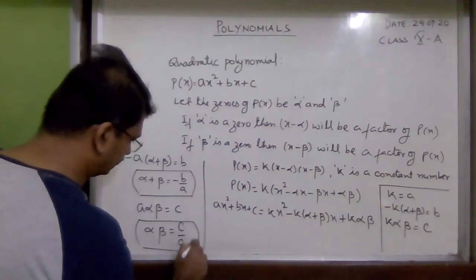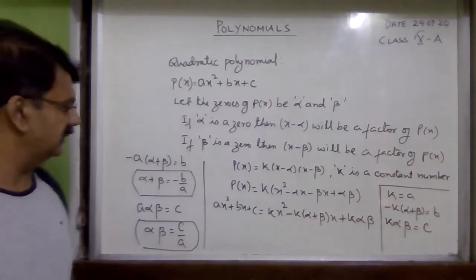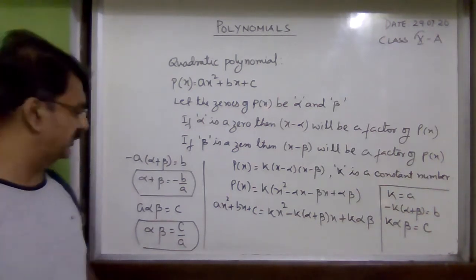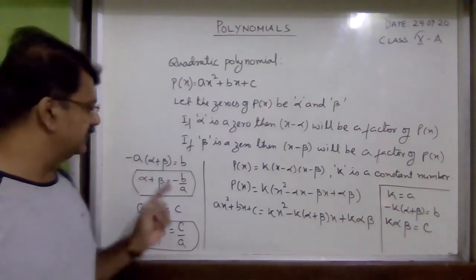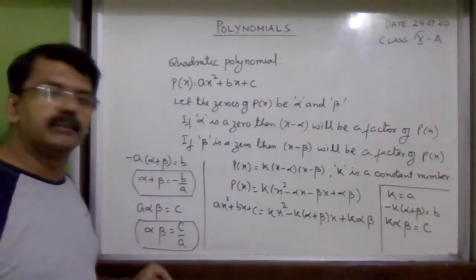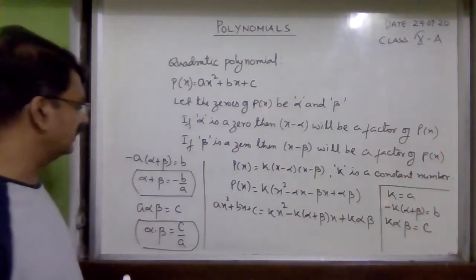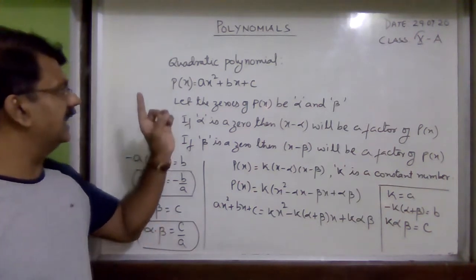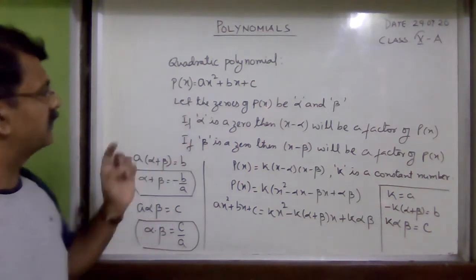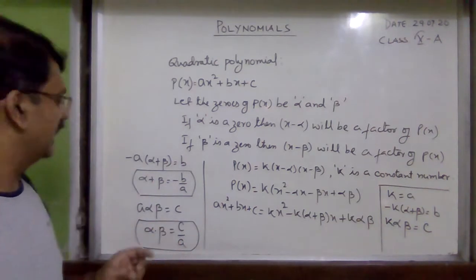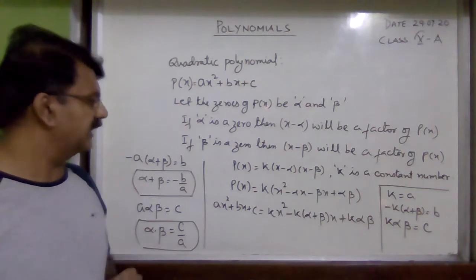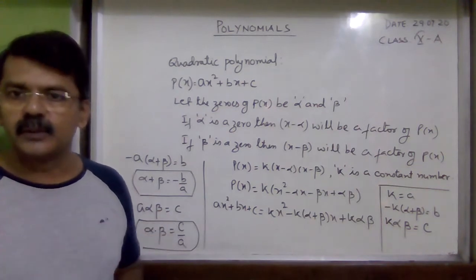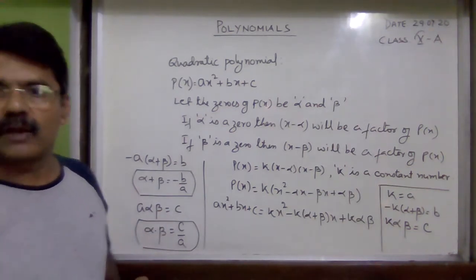So we have got two relations between the zeros of a quadratic polynomial and its coefficients. Alpha plus beta is equal to minus b upon a, and alpha into beta is equal to c upon a, where a is the coefficient of x square, b is the coefficient of x, and c is the constant term in the quadratic polynomial. So this is the relation between the zeros of a quadratic polynomial and its coefficients.